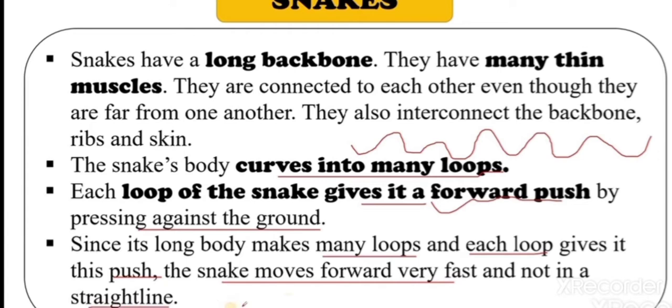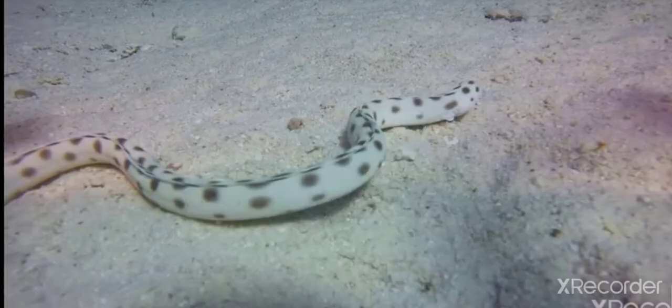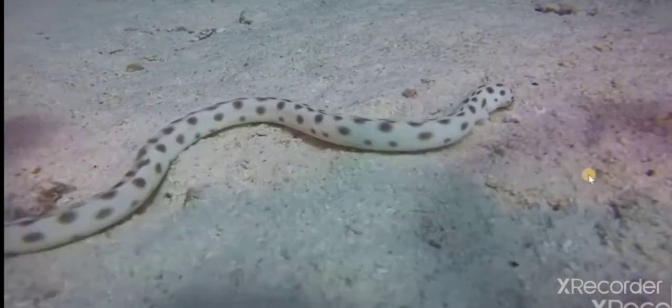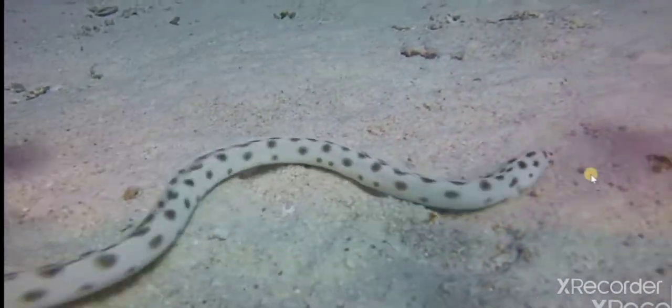and not in a straight line. A snake never moves in a straight line. It will move by forming these kinds of loops. Each of these loops gives it a forward push. Okay? See how a snake is moving by forming loops.